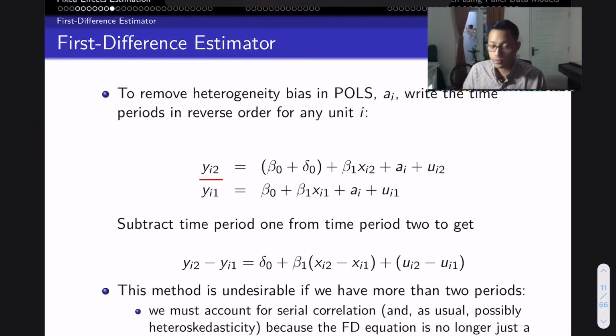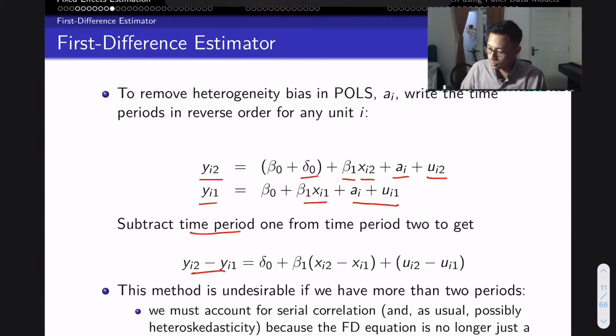This is basically the same structure. Again, in the first period, the time dummy variable is equal to 0. So delta 0 times 0 is going to be 0, so you don't have delta 0 here. Now, given that you have this reverse structure, what you can do is subtract time period 1 from time period 2. So what you get is a difference in the outcome variable, and then the difference in the explanatory variable, and then the change in the unobservable shocks. Now, this is something that is quite useful.